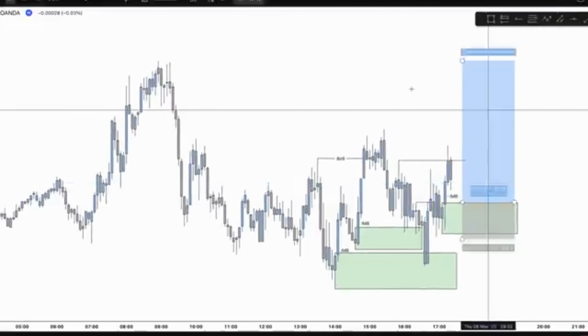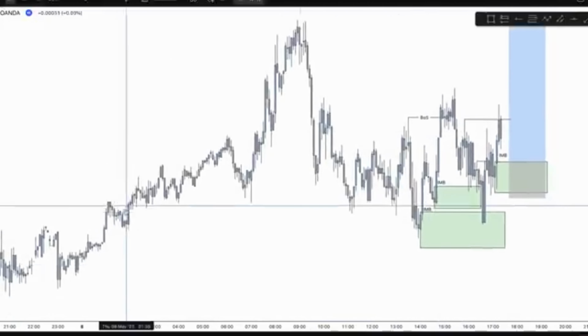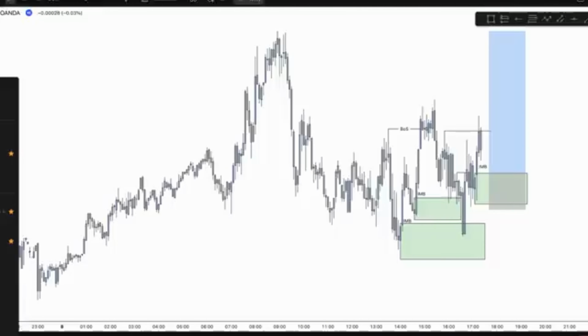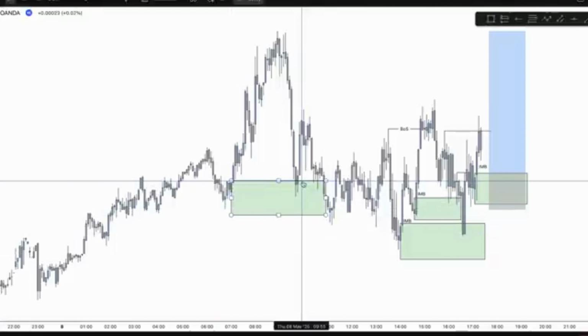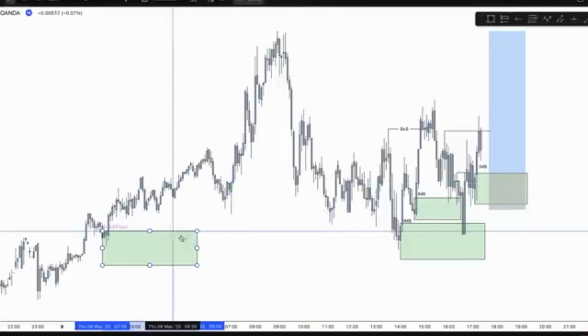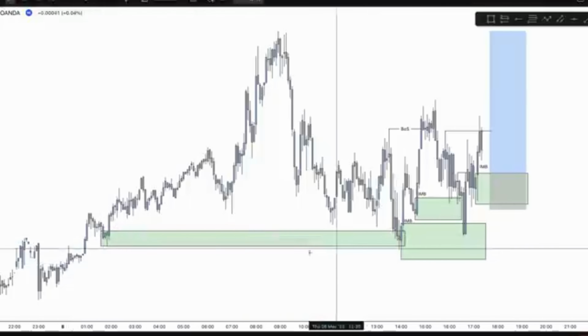Right. So let's break this down real quick then. Number one, the first thing we did was on these higher time frame perspective, we identified demand zone here. We didn't buy that because there was no confirmation. We identified a demand zone here. We also didn't buy this one, again, because there was no confirmation given.